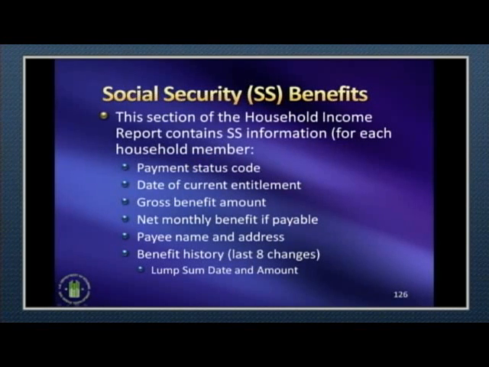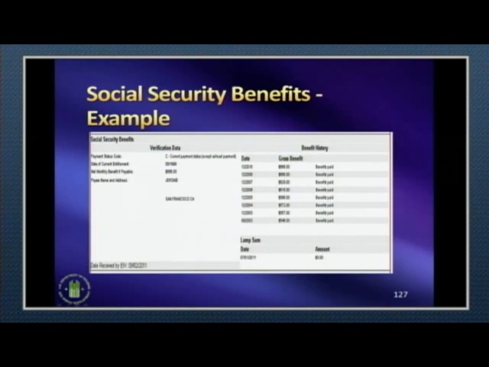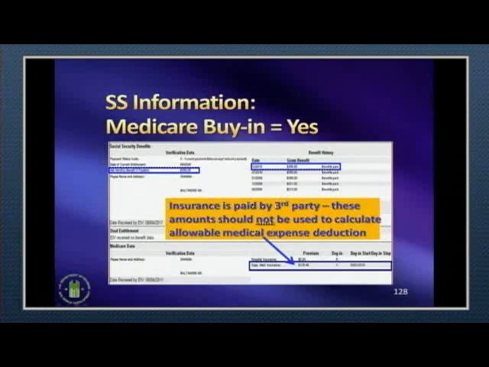You're going to have your payment status code, the gross benefit amount, the net benefit amount, as well as the payee name and address if applicable, and any payment history, including the last 8 changes to the benefit amount. Here's an example of your Social Security, and this came into EIV as of September 2nd, and this person is receiving about $600 and some odd monthly benefit being paid.